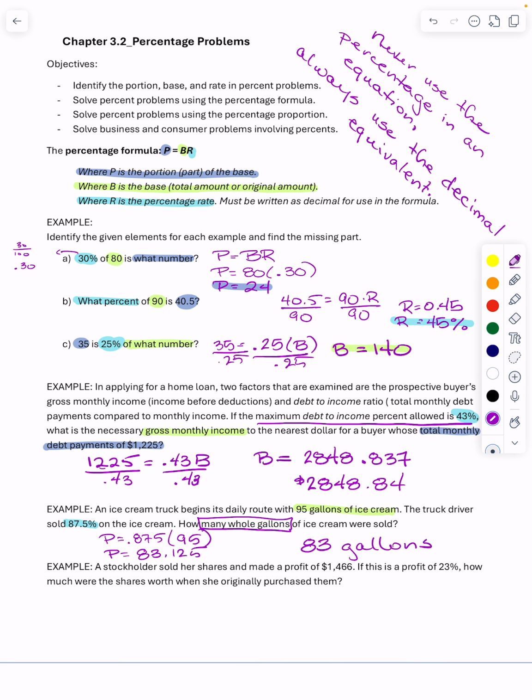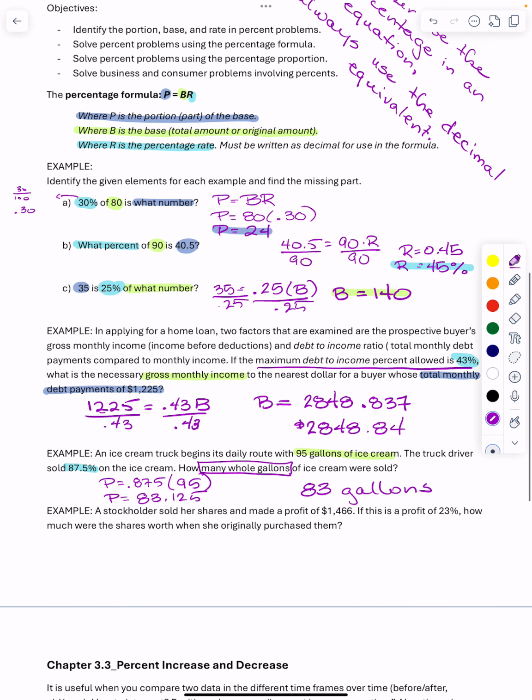Last example on this page. A stockholder sold her shares and made a profit of $1,466. If this is a profit of 23%, how much were the shares worth when she originally purchased them? So 1,466 is a part. It is 23% of what they were when she originally purchased them. So there's our part. Our whole, our base, is going to be the original purchase price.